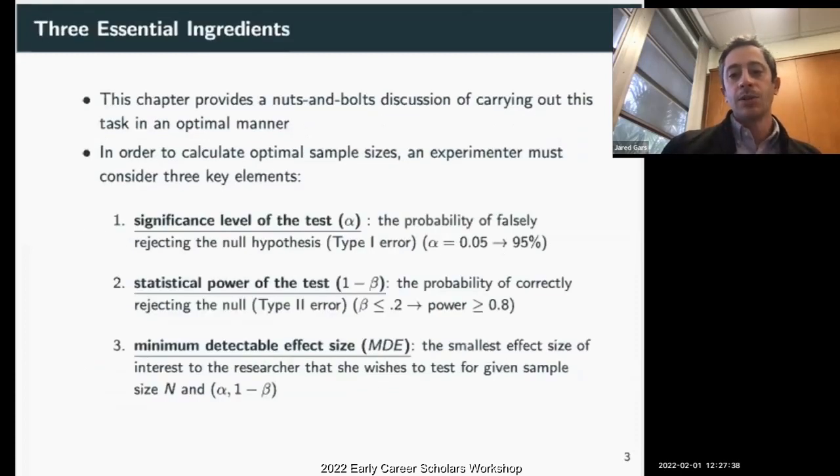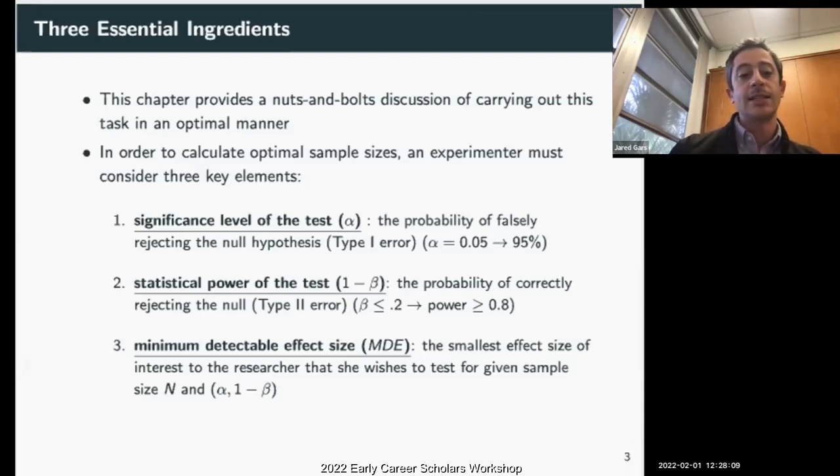We'll cover this nuts and bolts discussion of carrying out this task in an optimal manner, and there are three key elements to statistical power that we're going to use to ground this discussion. The first is the significance level of your test. This is the probability of falsely rejecting the null hypothesis, which we call type 1 error. We're trying to reduce type 1 error, that is, to reduce false positives. Generally, we use an alpha equal to 0.05, which gives us a significance level of 95%.